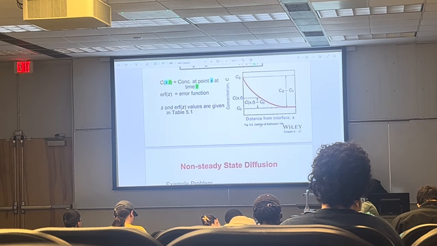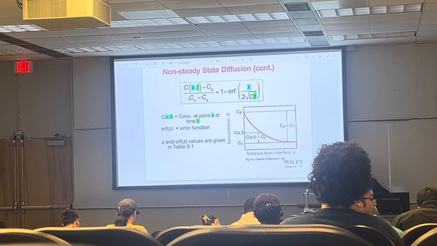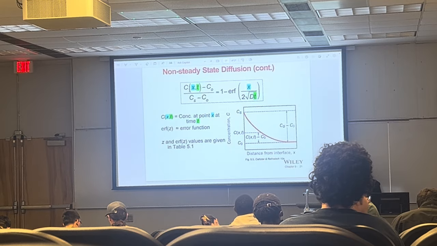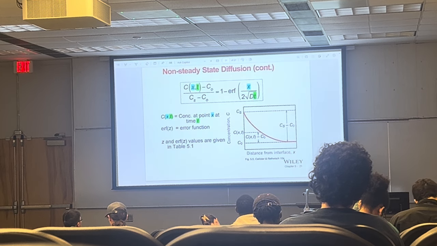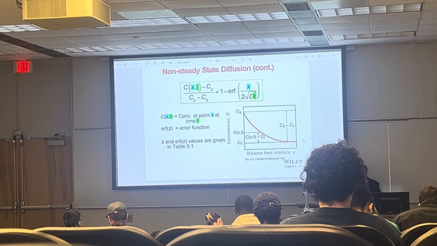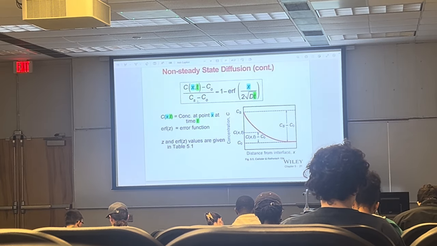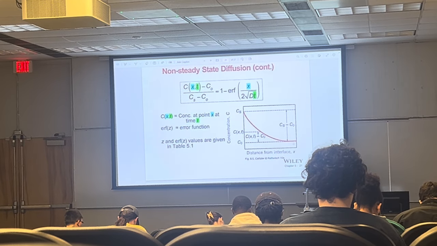Okay, and this is the non-steady state diffusion, where this is the equation that describes this diffusion process. C of x and t. You can see here that the concentration gradient changes as a function of position x and time t. And C0 is the concentration somewhere in the bulk far away, and CS is the concentration on the surface, right here. And then it's described by some sort of a mathematical function.